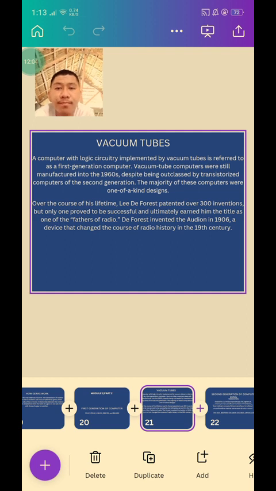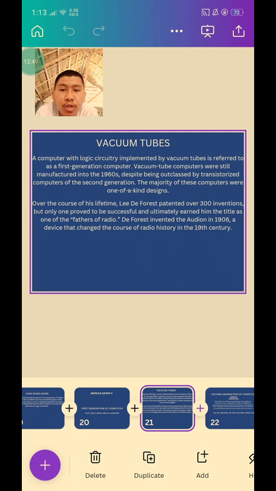Vacuum tube. A computer with the logic circuitry implemented by vacuum tubes is referred to as a first generation computer. Sinasabi daw po dito ay yung computer daw po ay isang referred na first generation computer. Vacuum tube computers were still manufactured in the 1960s. Napakatagal na pala talaga. Despite being outclassed by transistorized computers of the second generation, the majority of these computers were one-of-a-kind designs.